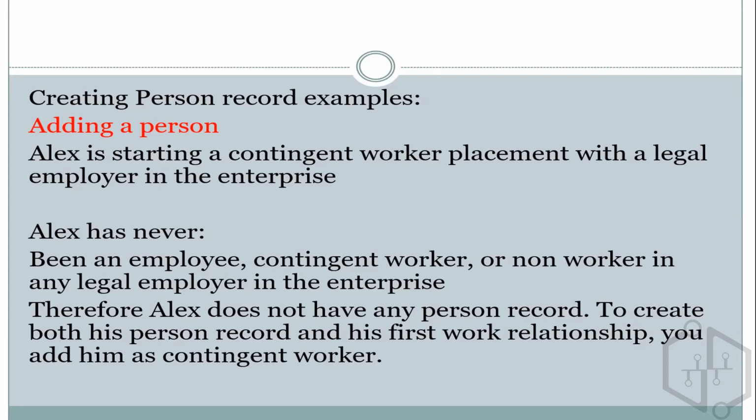So to create both his person record and his first work relationship, you add him as a contingent worker. You have to add him as a contingent worker first. Or else you can add him as an external employee. As a contractor, he is a contingent worker. But when you want to add him as an employee, then he will be an employee.